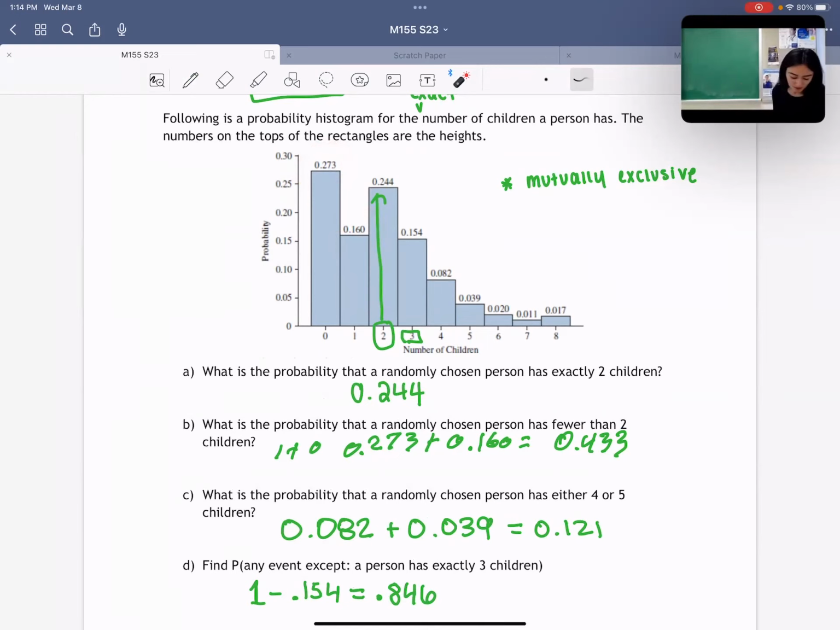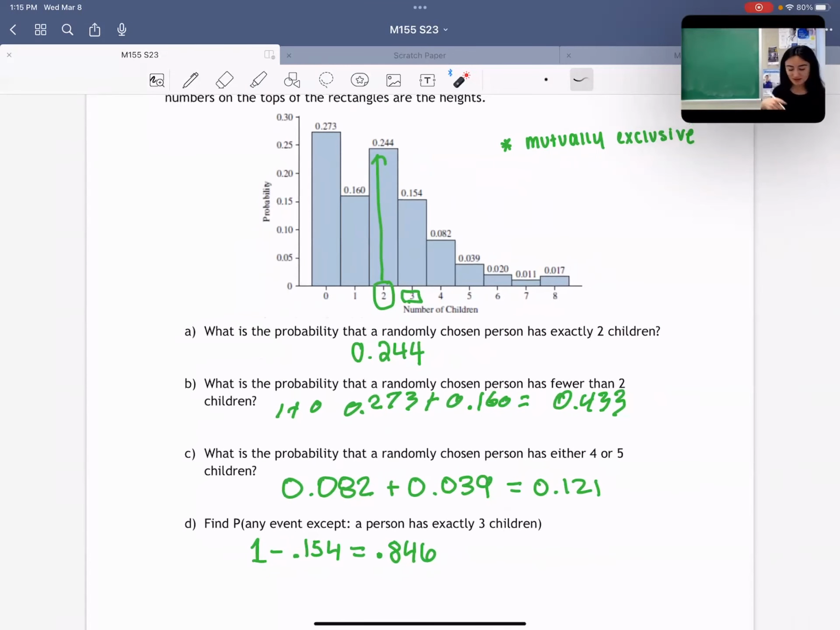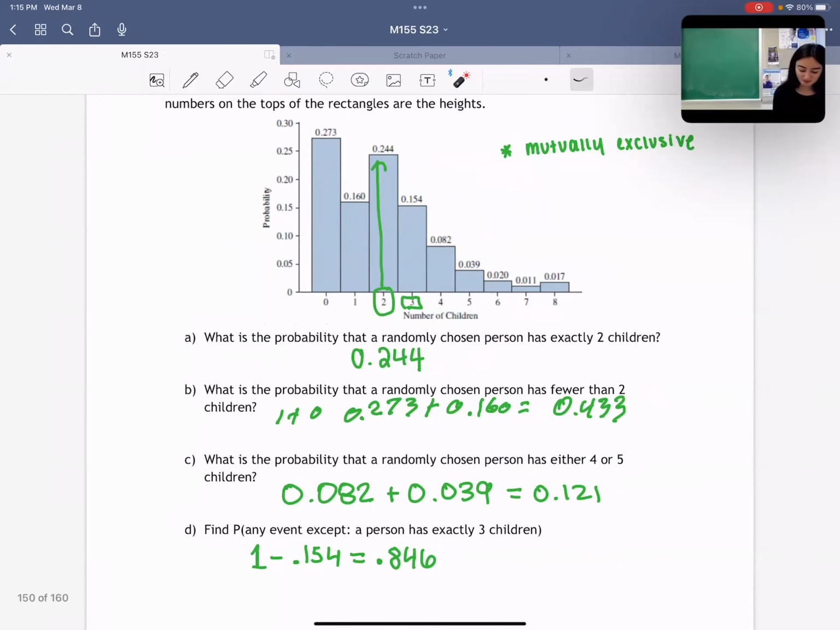Part C wanted to find either 4 or 5. This one was, yeah, was that Niara? Do you want to take us through your answer? I just took the numbers of 4 and 5. Perfect. And then finally, I wanted to find any event except someone having exactly 3 children. Alyssa, do you want to take us through this one? Perfect, right? So using the complement rule there, very nice.